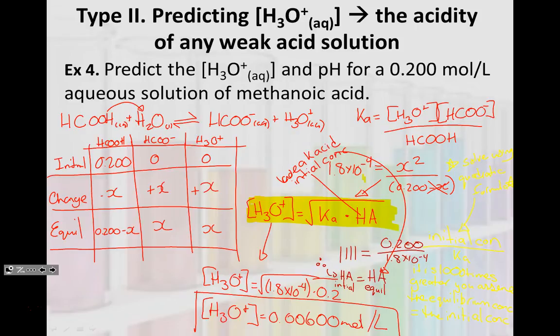The question's also asking me to figure out the pH. So to figure out the pH, it's the negative log of that concentration, 0.006. And so the pH would equal 2.22 with 3 sig digs. And that should be 1.8 times 10 to the negative 4, with brackets, sorry. I know there's a lot going on there.